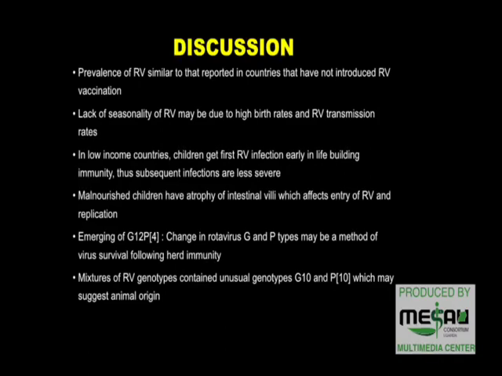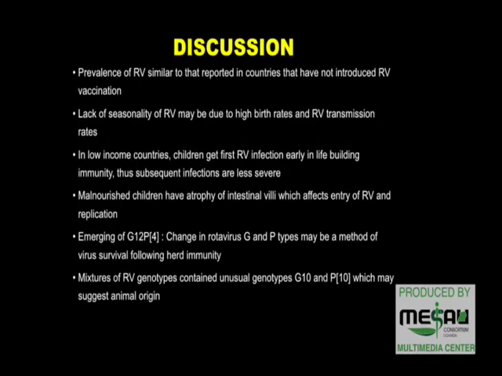Then we saw that in our wasted children, there was less likelihood of having rotavirus infection. This may be explained by the fact that in malnutrition you get atrophy of the villi, and when you have atrophy of the villi, rotavirus cannot enter and replicate. And the emergence of G12P4 which we saw is something we explain by the seasonal change of rotavirus G and P types, which may be a method for the rotavirus to survive in an environment.